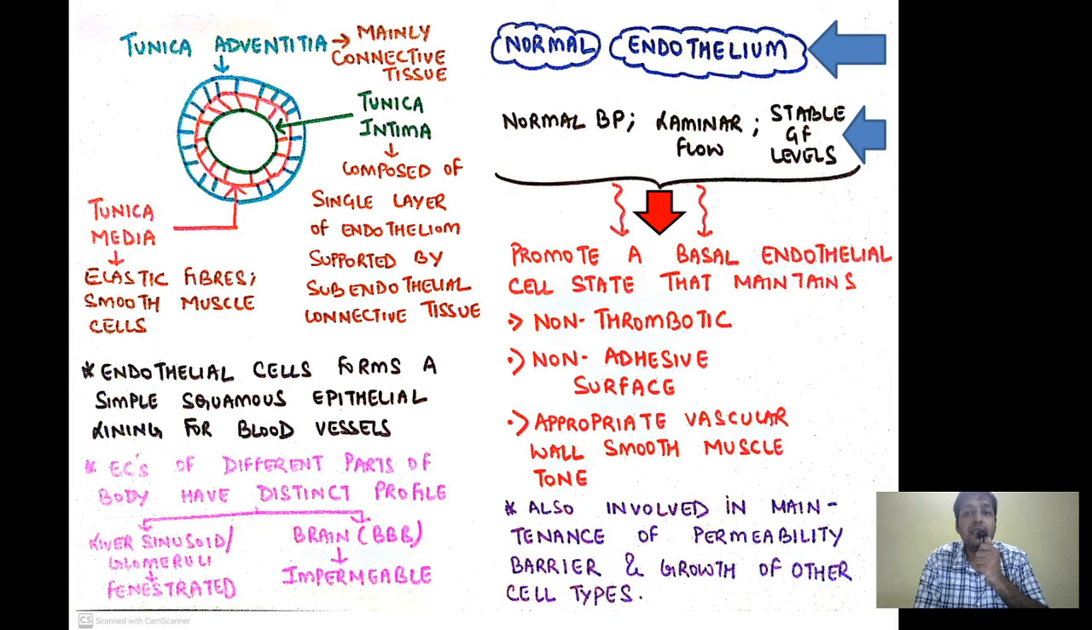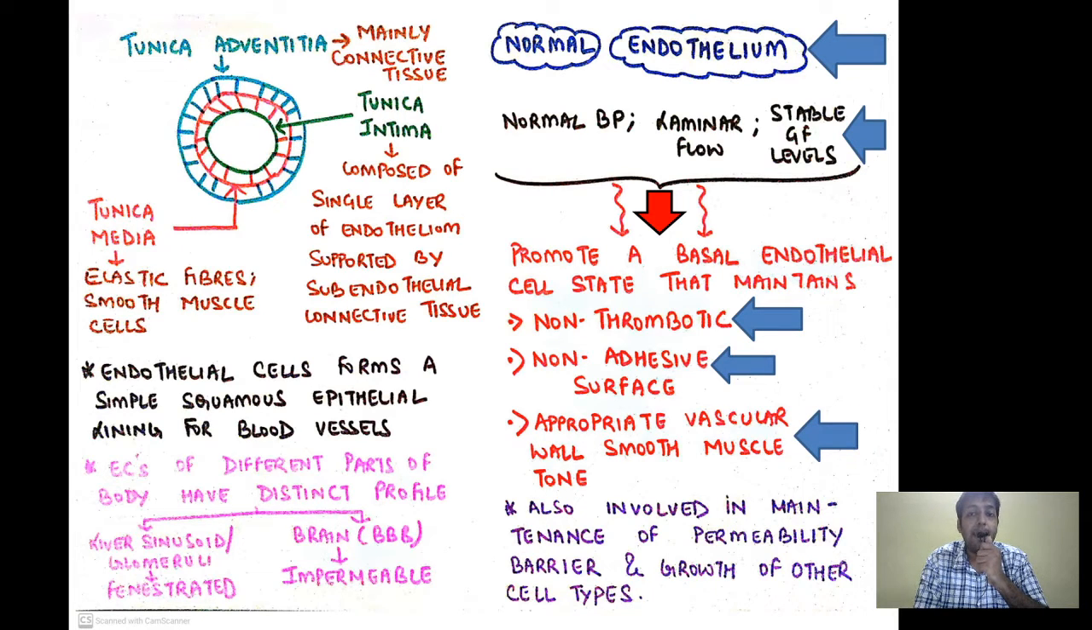Whenever the pressure is normal, whenever these three conditions are met, they promote a basal endothelial cell state. What do we mean by this basal endothelial cell state? That means our endothelium is non-thrombotic, meaning it is not going to promote thrombosis. It will be non-adhesive. What do I mean by non-adhesive? As you can recall, we have read in inflammation that during inflammation, the endothelial cells express many adhesion molecules. A normal endothelium will never express any of these adhesion molecules. So it is a non-adhesive surface.